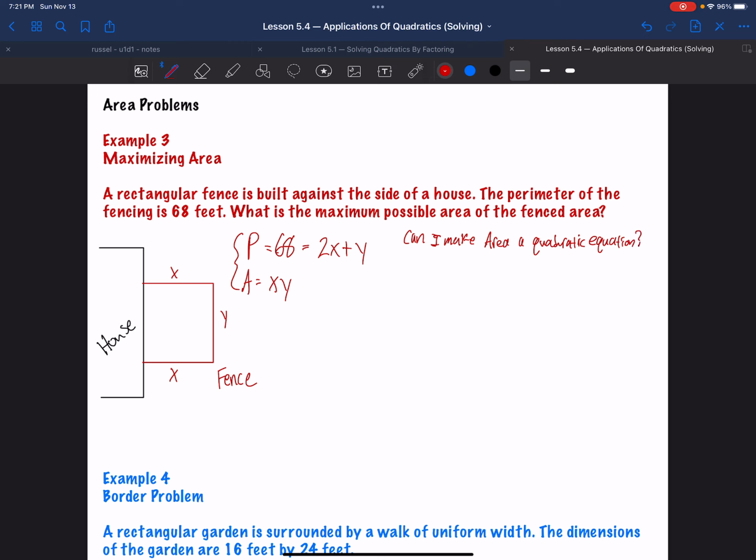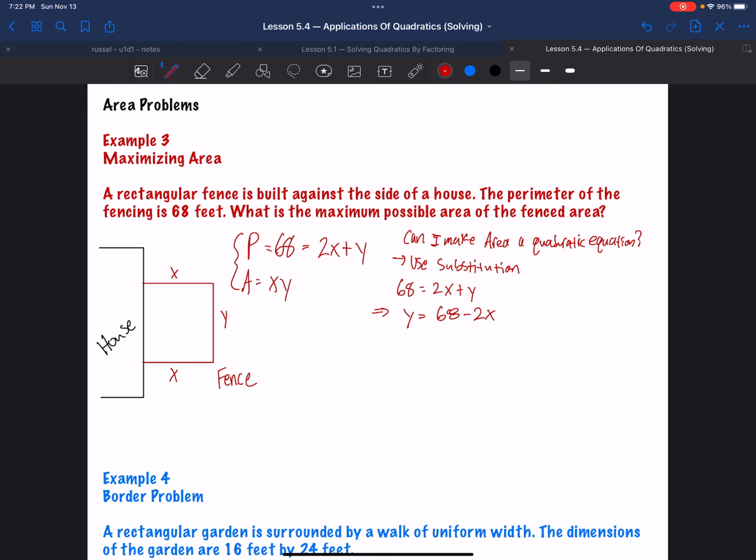And ponder about that. Yes, you can, using substitution. Use substitution. I'm going to write that down just right there. So what do I mean by that? Well, 68 equals 2x plus y. This implies that y equals 68 minus 2x. I get this result by subtracting 2x from both sides, right?